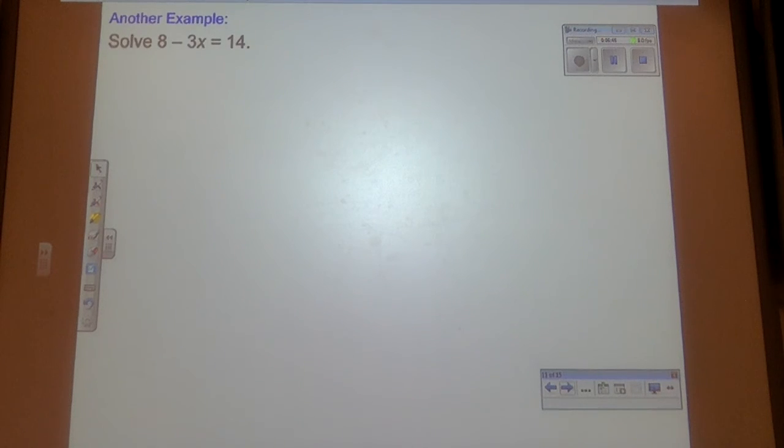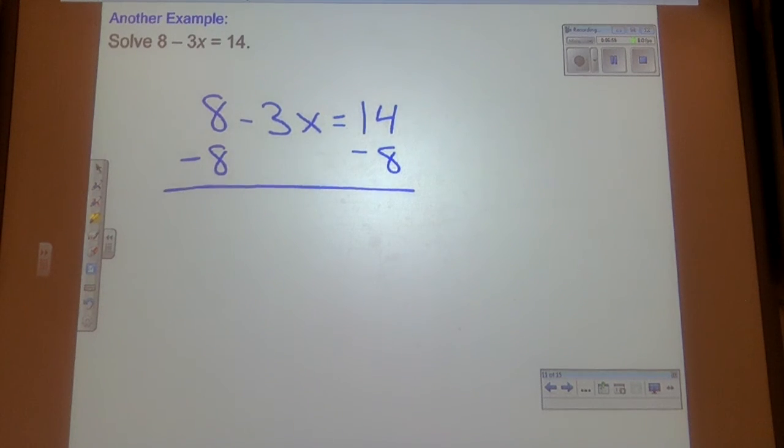So we have 8 minus 3x equals 14. Again, remember that 8 is a positive 8. So if we want to get rid of that positive 8, what are we going to do? We're going to subtract it. What you do to one side, you have to do to the other. So subtract 8 from each side, and you are left with -3x equals 6.